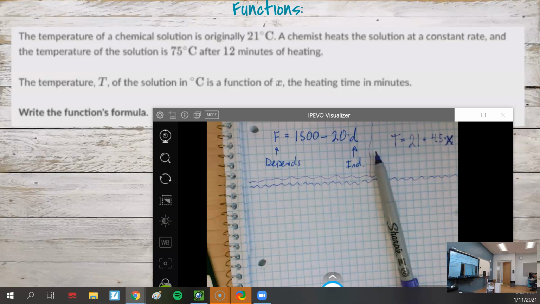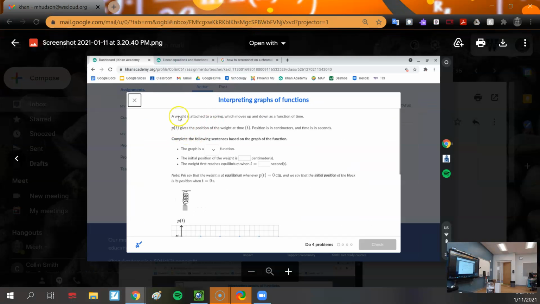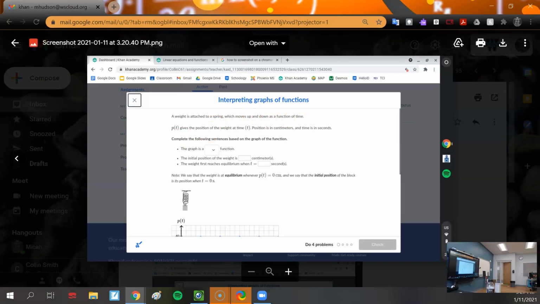So, I know. Now wait, Colin, do you actually want to talk about this question? Yes. Okay. Like the one that you sent me? Okay. So, I have no clue what I'm doing. A weight is attached to a spring which moves up and down as a function of time. I might try to find this a little bit clearer. Interpreting graphs of functions. Give me a second. I'm going to find this question where I can show it to you so it's not so pixelated.